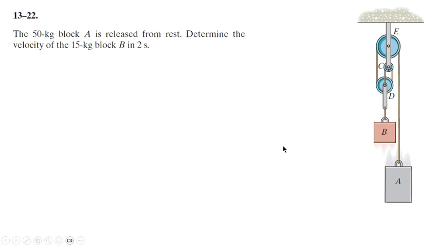So, hello everyone, this is another problem on the kinetics of particles. We have a 50 kg block A released from rest. That's very important. So it means that V initial is 0 meters per second. Determine the velocity of the 15 kg block, this one, in 2 seconds. Okay, this is an important question.